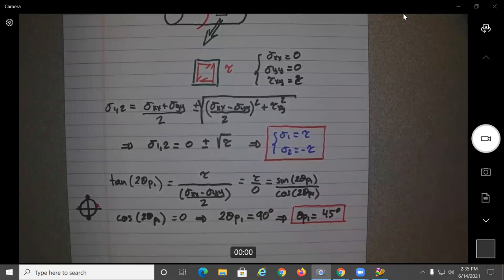Okay, and if you want, we can do the other one, but that's not important. This is really important. We'll have plus 90, which will give you that equals 135 degrees.